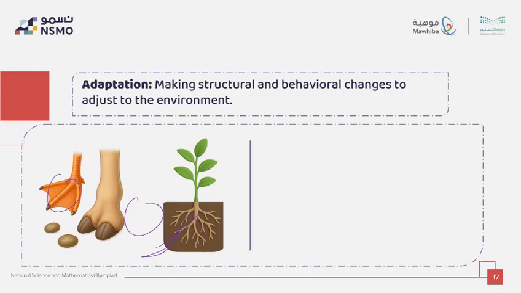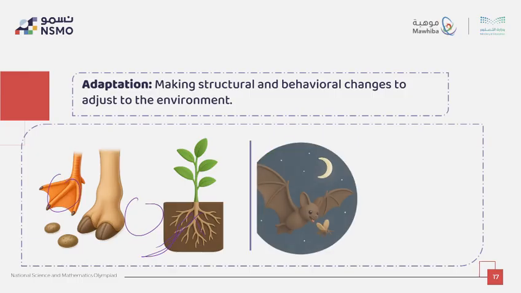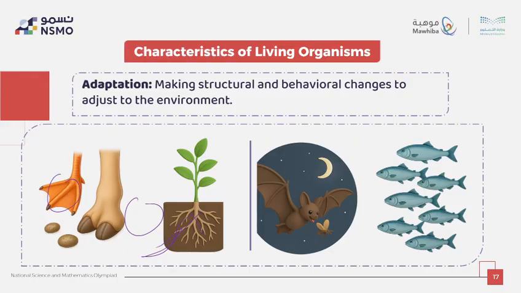Okay. And also we have here bats at night. Bats use what we call echolocation to find food in the dark. So this is a behavioral adaptation that helps bats hunt at night. The last one, fish swimming in schools. Fish group together in schools to protect themselves from predators. So this behavior increases the chance of survival. So all these examples show how living organisms adjust to their environment to stay alive.